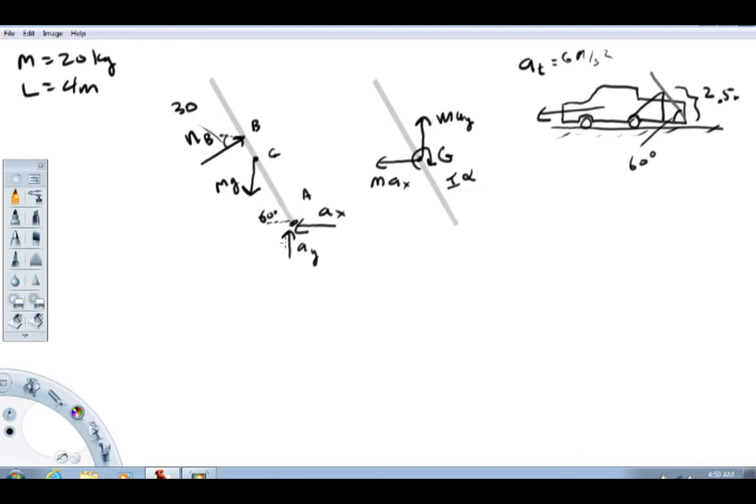I can write a moment equation about A, the sum of all moments about A, and I'm going to put a 0 here because I'm trying to find the acceleration in the X direction that correlates to this normal just barely coming to 0, but no real angular acceleration yet. Summing moments about A, we would have the term mg times L over 2 cosine 60. The L over 2 cosine 60 is the moment arm for the mg, keeping in mind the hypotenuse of this triangle would be L over 2. On the right-hand side, we would have max times L over 2 sine 60.